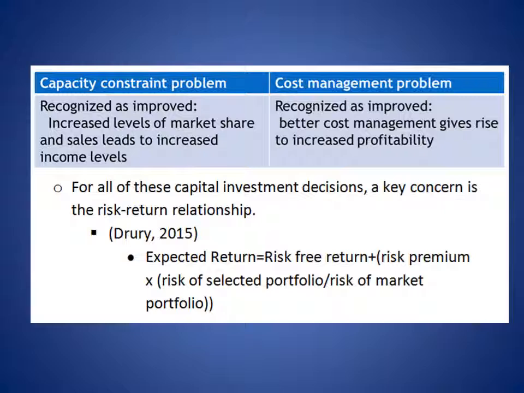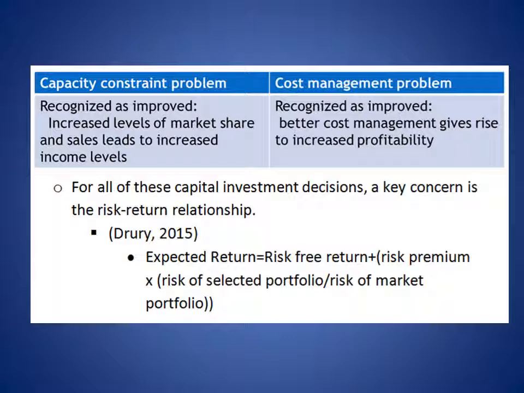Considering how to identify whether we have actually improved a certain problem as a result of this capital investment decision, the first is the capacity constraint problem. When we have a capacity constraint problem, we recognize it as improved if increased levels of market share and sales lead to increased income levels. And if it's a cost management problem, we recognize it as improved if better cost management gives rise to increased profitability. So for all of these capital investment decisions, a key concern is the risk-return relationship.